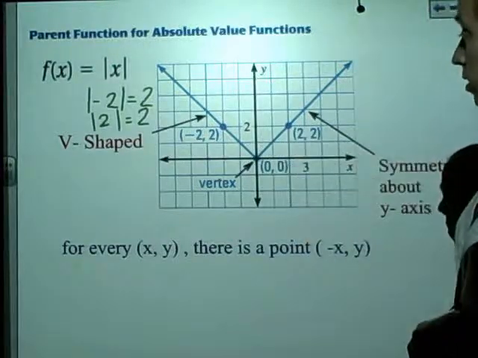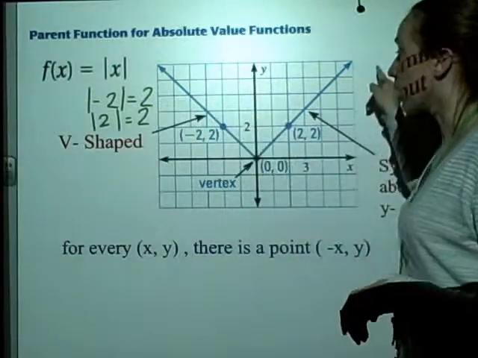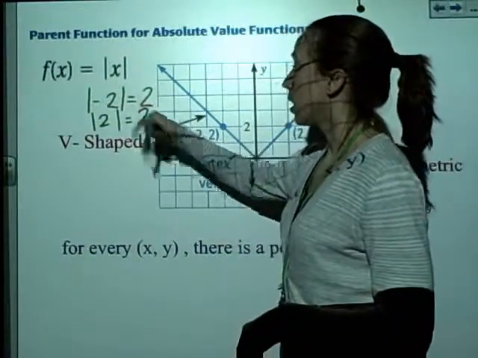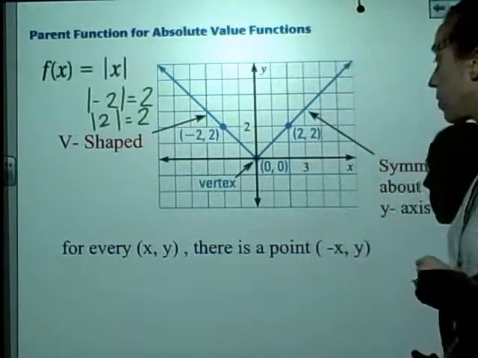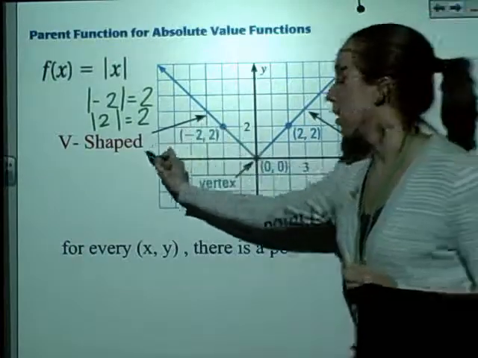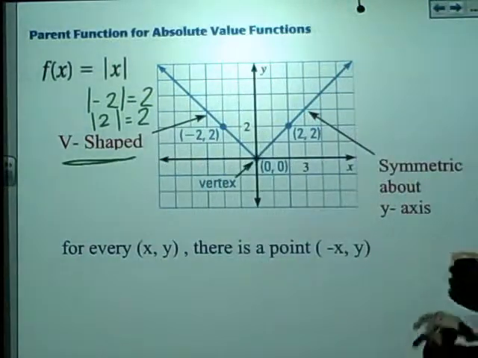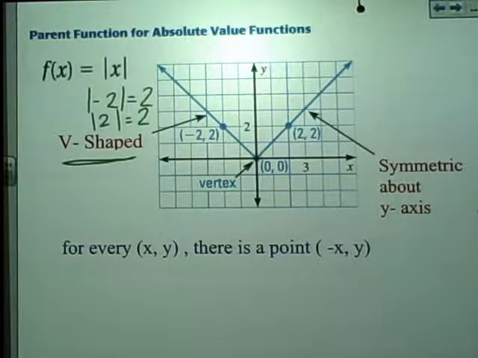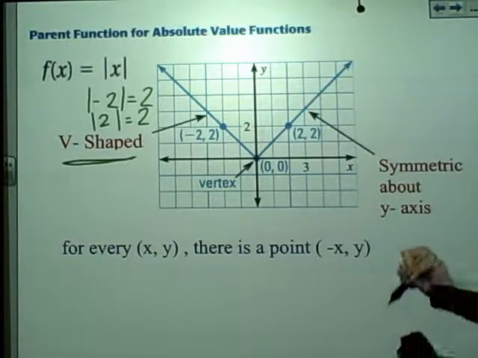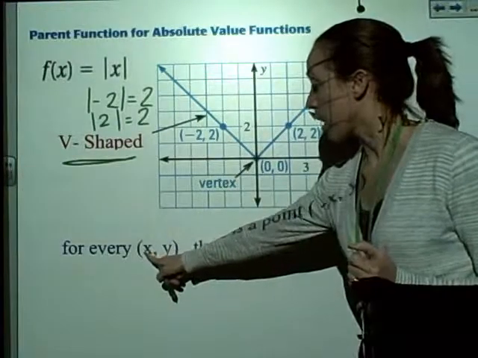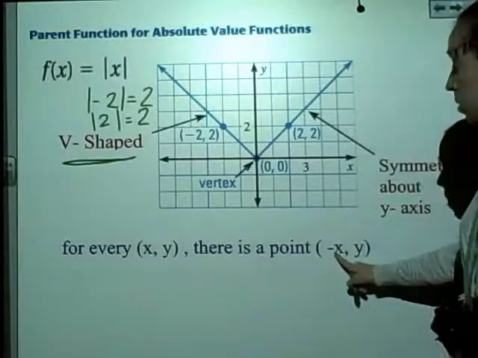The graph of a function like this is going to be V-shaped because, as you can see, you cannot put a negative in there and end up with a negative. You'll always get a positive. The vertex of your parent function is at 0, 0. You can see it's V-shaped. And it's symmetric about the y-axis. Now these are specific characteristics for the parent function only. This can change when we have transformations or translations on our graph. Just remember a little tip here, for every xy point, there's going to be a negative xy.